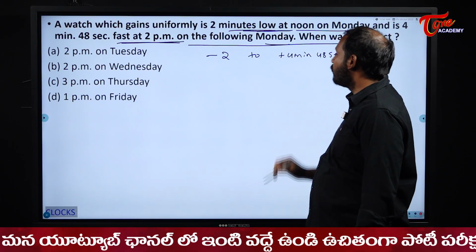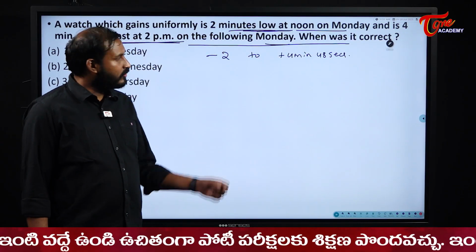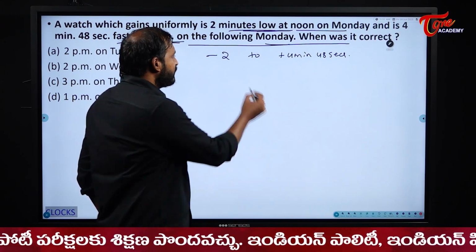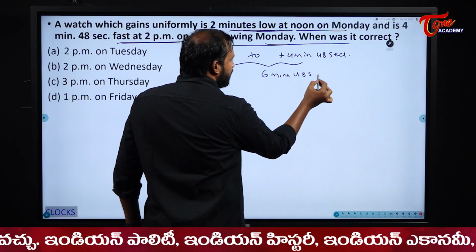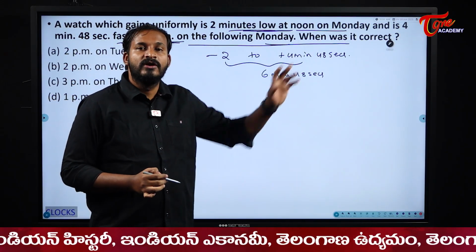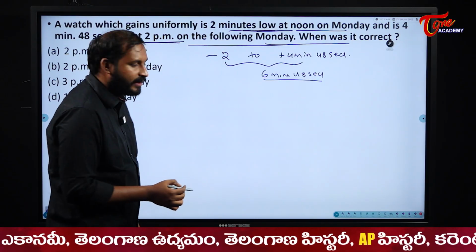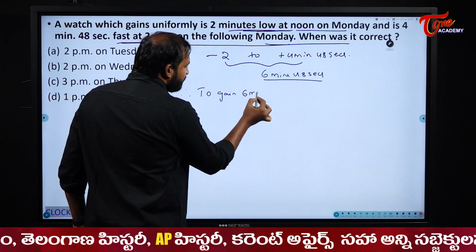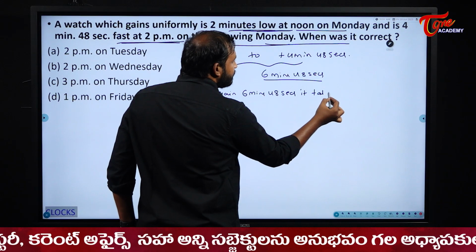Now tell me, what is the overall time gained by this watch? First it reduced this 2 and then it went to plus. So effectively it will gain how much? 6 minutes 48 seconds. From -2 it is moving to 4 minutes 48 seconds. So to gain 6 minutes 48 seconds, what time is it taking?